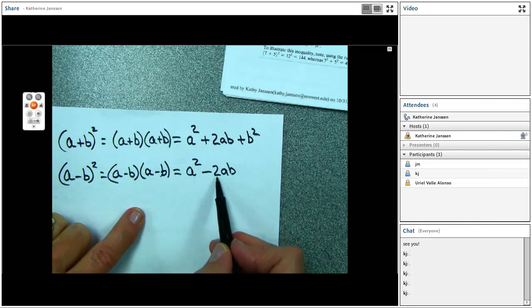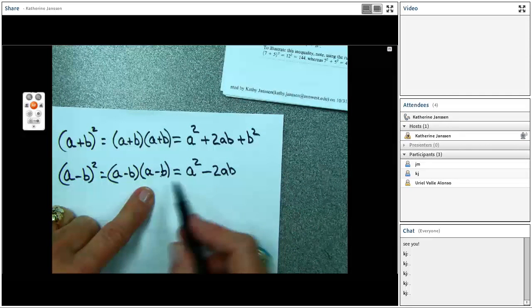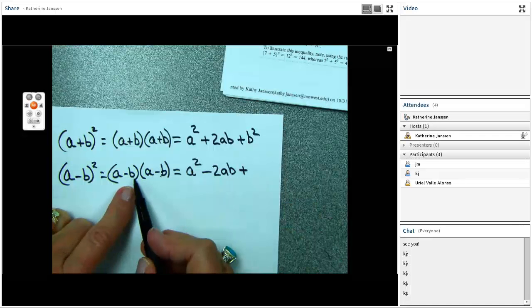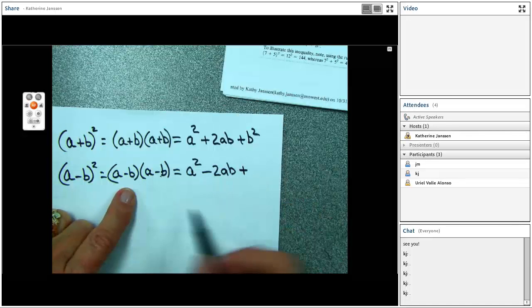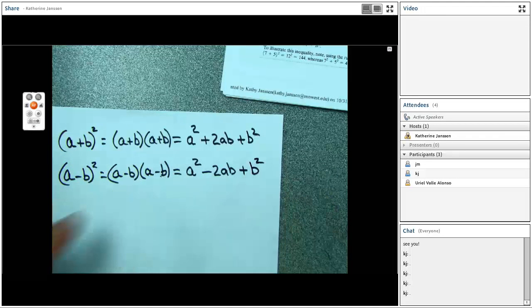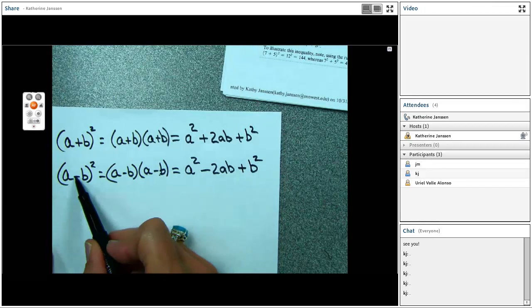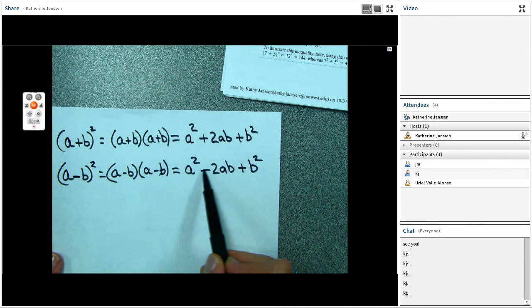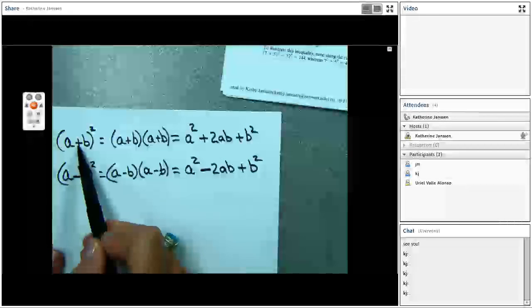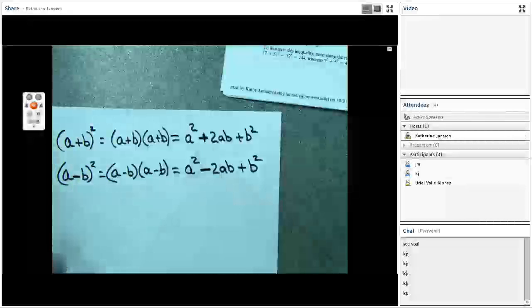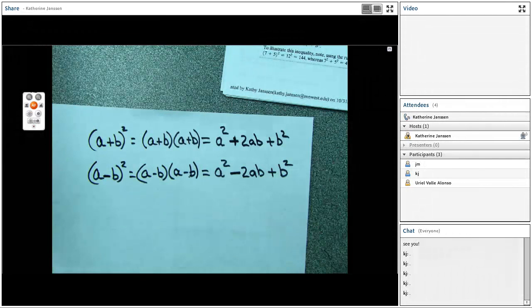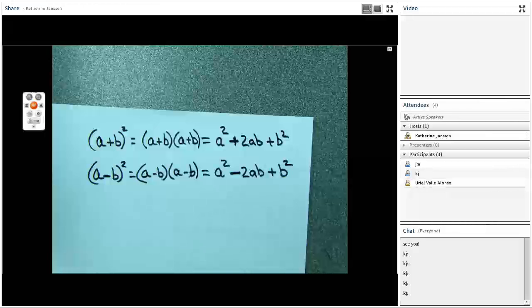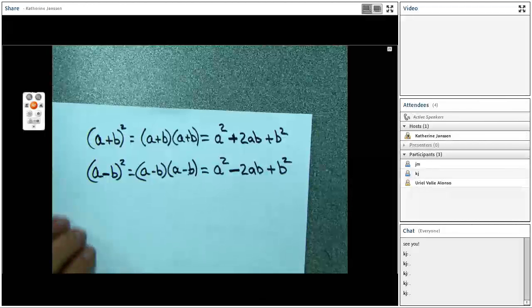So it'll be 2 times a times b. And then square your last term. The last term is b. If I square it, it's going to be positive. So I only have to take care of the sign of that middle term, and I keep the sign. If it's the square of a difference, it's going to be a difference. If it's a square of a sum, I'm adding. So now I just need to recognize some of these special case binomials.